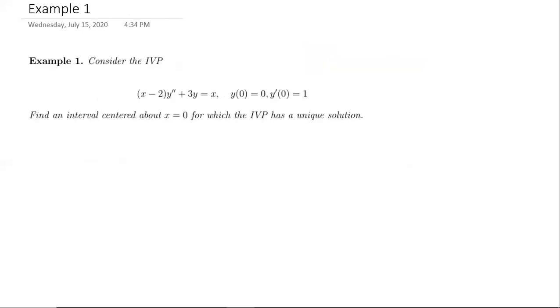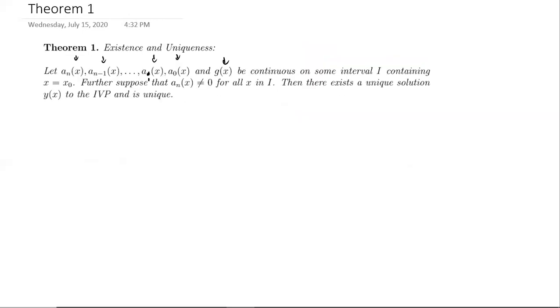Right, so find an interval where all of these functions are continuous and that contains the input for the initial condition. The only extra thing you have to check is that the function in front of the nth derivative is not equal to 0 on this interval. As long as those conditions are satisfied, you're guaranteed a unique, so not only a solution, but a unique solution to this initial value problem on this interval.